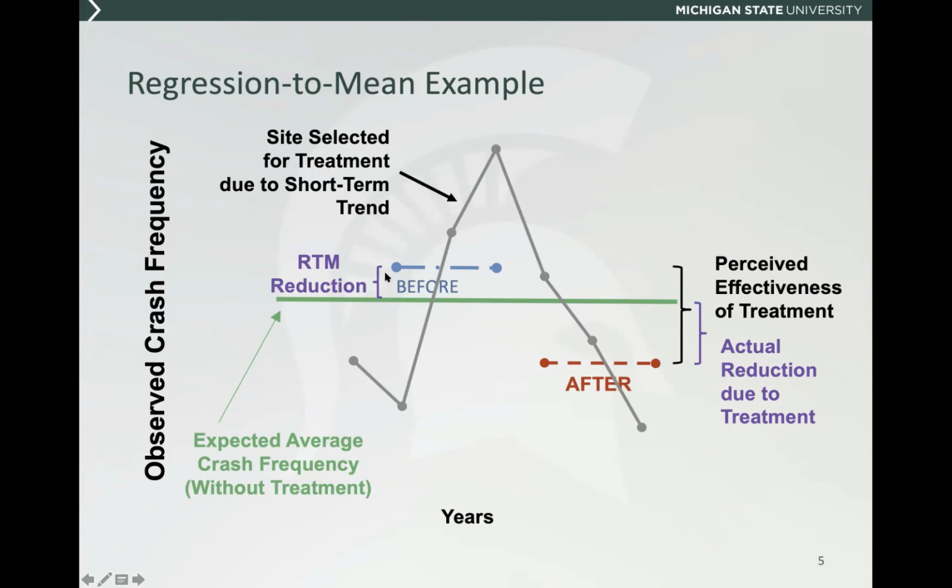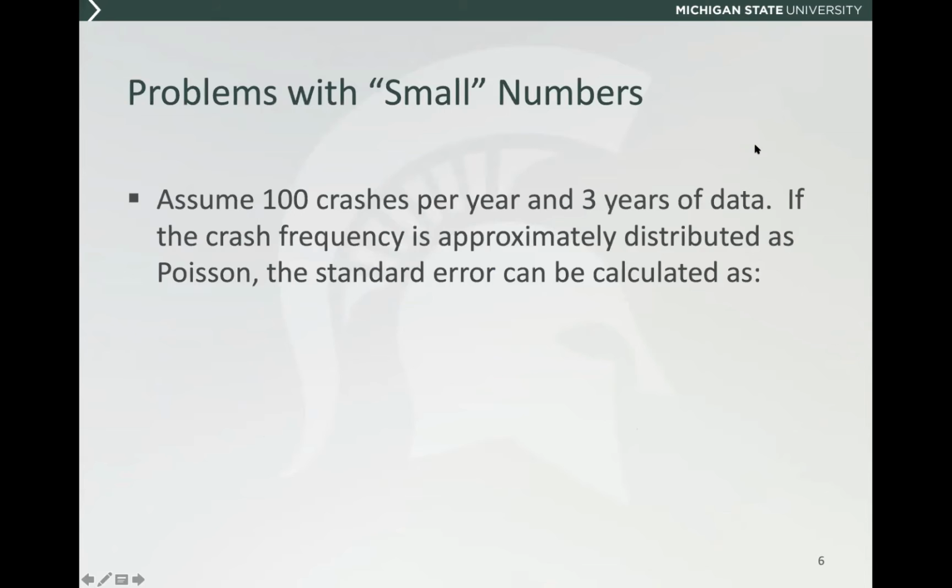And so consequently, we're basically overestimating the effectiveness of that treatment by this amount you see right here, if we don't account for that underlying uncertainty and those factors that just relate to us observing crashes during a high point in that cycle, okay? And so this is a particularly big issue when we're dealing with sites like rural roadways where we would have low number of crash counts on an annual basis.